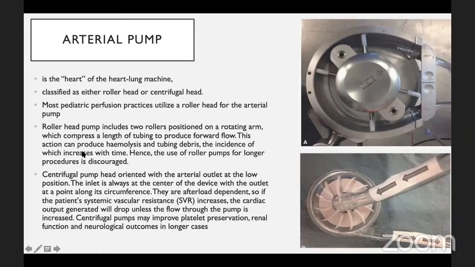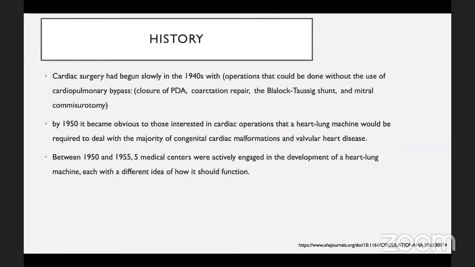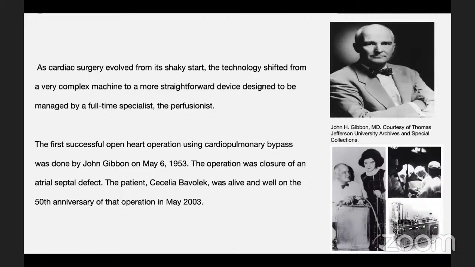We can just put a bit of history also. I hope you all know how Gibbon started. Gibbon should be called the father of cardiopulmonary bypass. Even though others were working in parallel, he's the one who put the most effort, and he got his idea because he saw a patient dying from pulmonary embolism. I hope you know the story. He imagined that if he could bypass the blood, he would be able to remove the thrombus and get the patient back to life. So his quest started from one single patient whom he had to sit with at night.